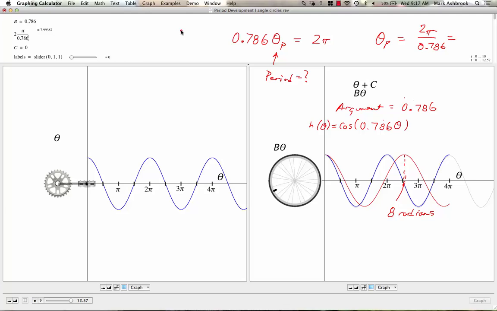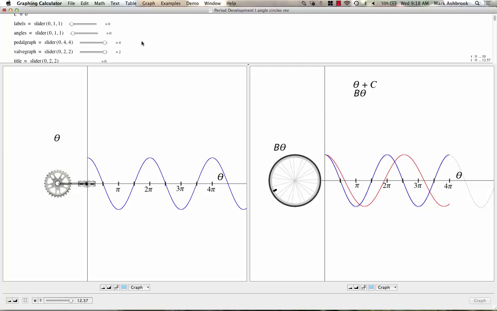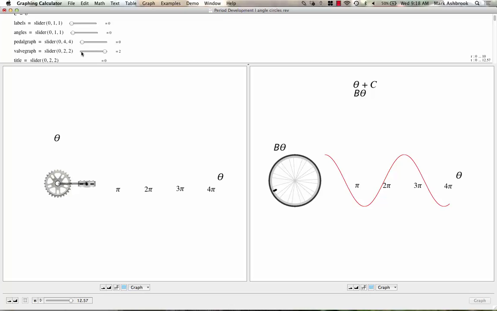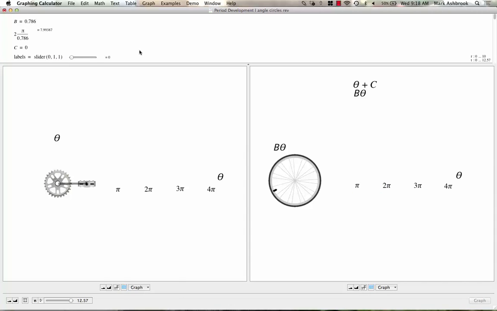Okay, any questions on what happens? What we're talking about is if you adjust the argument by a constant, what happens to the period? If you take a fraction of the input angle, you get slower rotation of that argument angle, so you get a longer period. It takes more of the input angle for the argument to make it around. If you multiply by a number greater than 1, then that argument angle is rotating faster, so it's going to make it around quicker, and you have a shorter period. Okay, let's go on to the next investigation.